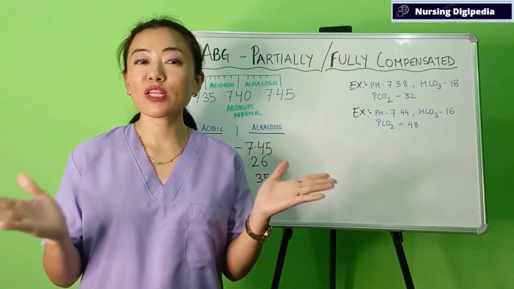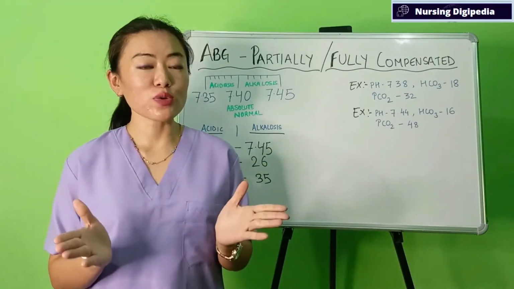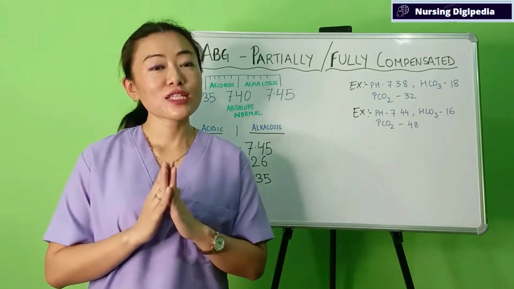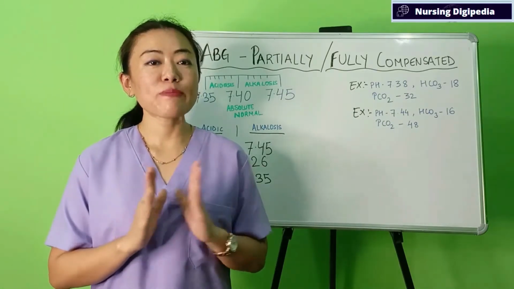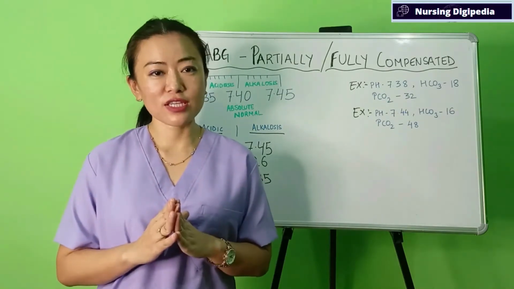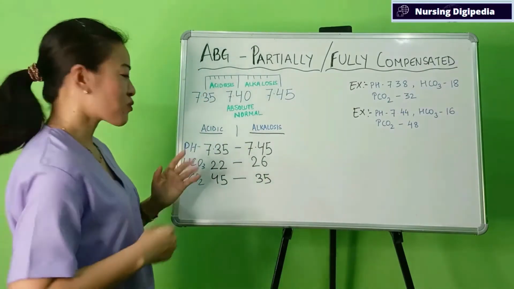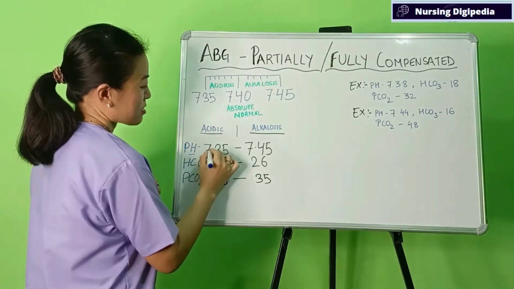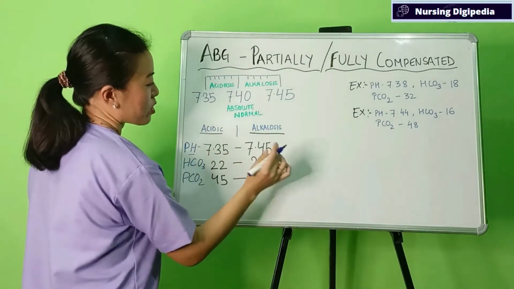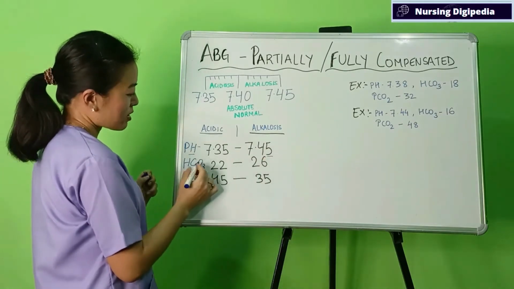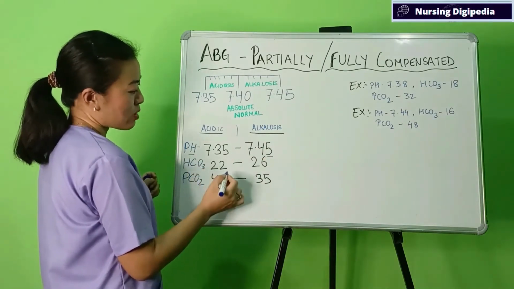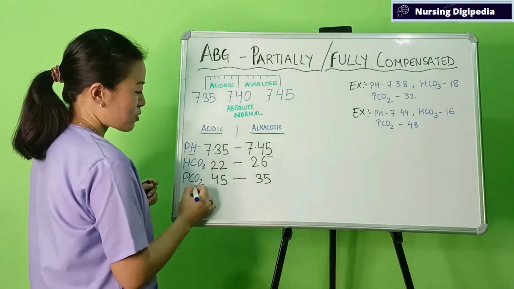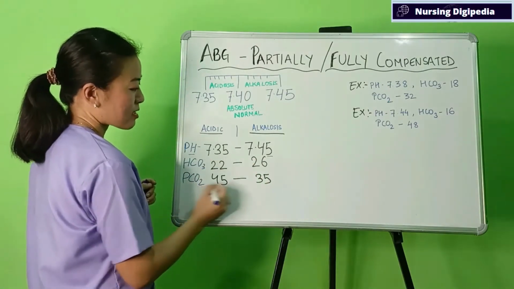Now, before we begin to learn how to conclude whether it is fully compensated or partially compensated, let's quickly remember the normal value ranges of the ABG parameters. The first one is pH, and it is 7.35 to 7.45. The second one is HCO3 or bicarbonate, that is 22 to 26, and PCO2 or carbon dioxide, that is 35 to 45.